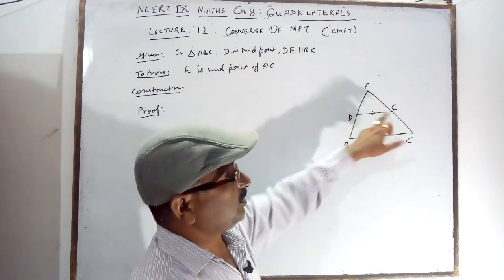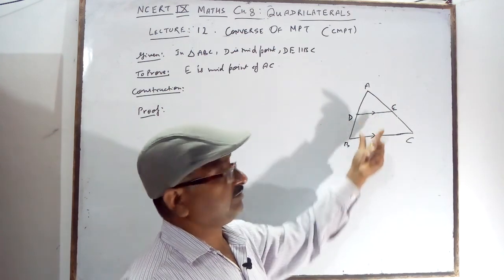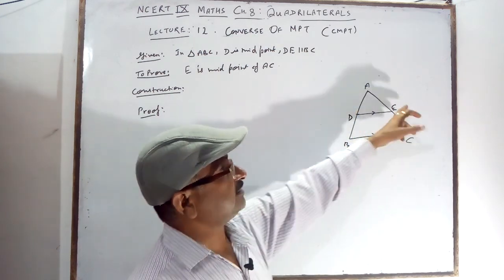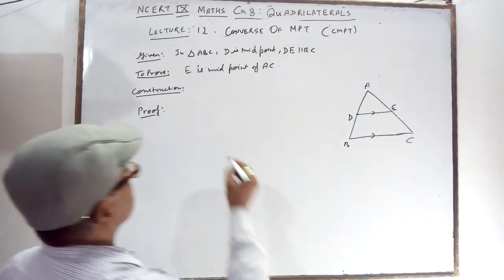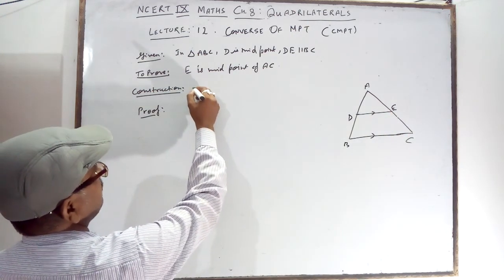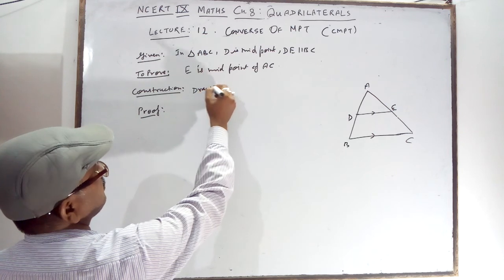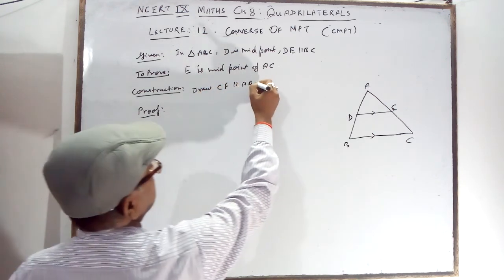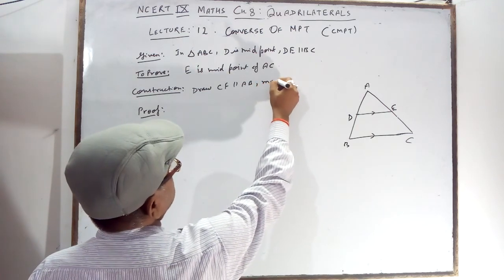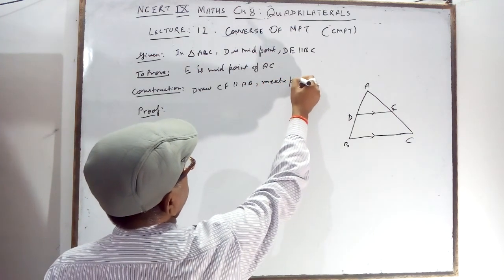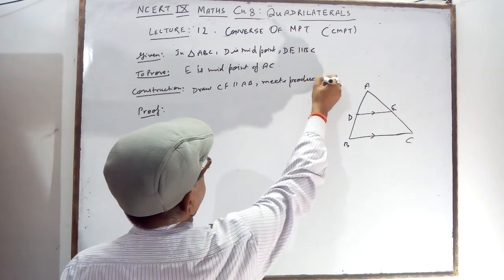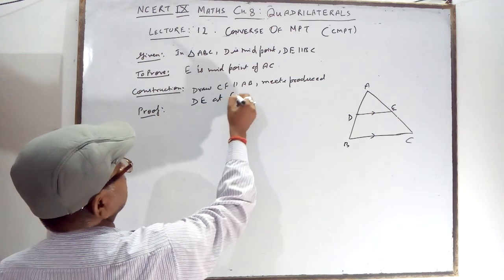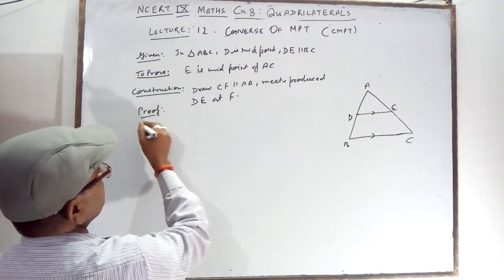It is the converse of the midpoint theorem. The line joining the midpoints of two sides is parallel to the third side and half of it, that is the midpoint theorem. In the converse: one midpoint, the second parallel, third bisect. Simply. So for this you will do the construction. Draw CF parallel to AB, meeting DE produced at F.